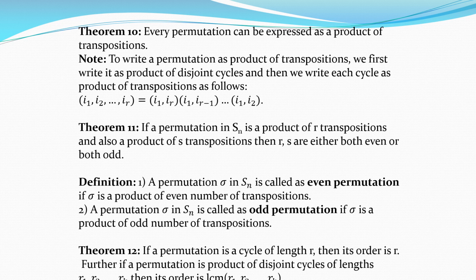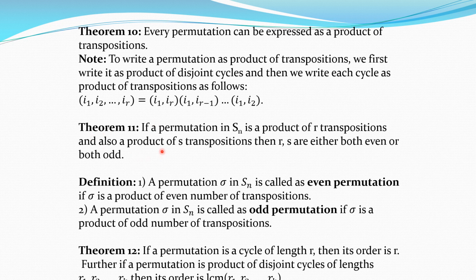Now these are some theorems on permutations. Every permutation can be expressed as a product of transpositions. To write the permutation as a product of transpositions, meaning cycles of length 2, we first write it as a product of disjoint cycles, and then we write each cycle as a product of transpositions as follows. If it is a cycle (i1 i2 ... ir) of length r, then we write it as (i1 ir), the first and last element, then (i1 i(r-1)), first and second last, and so on, up to (i1 i2).